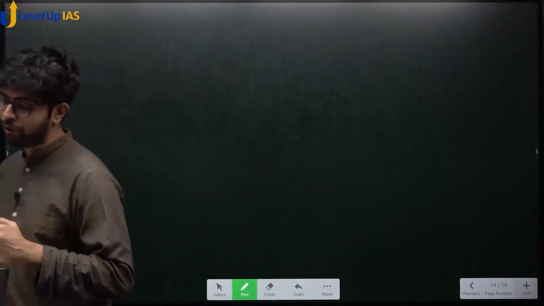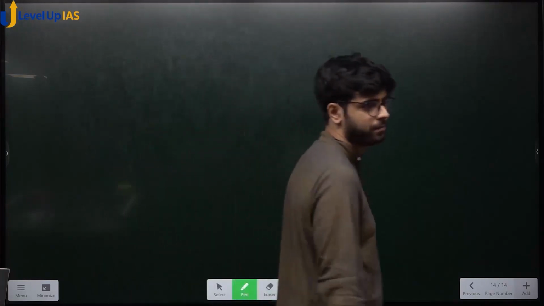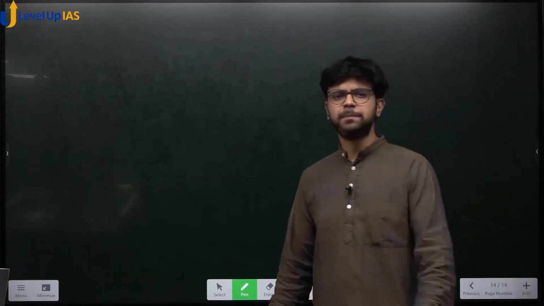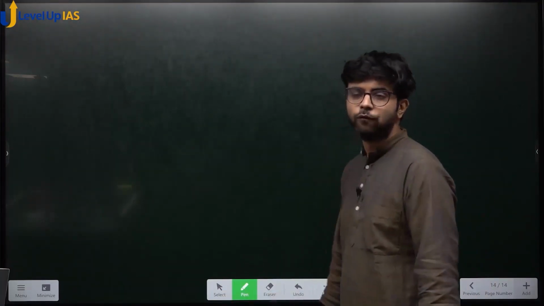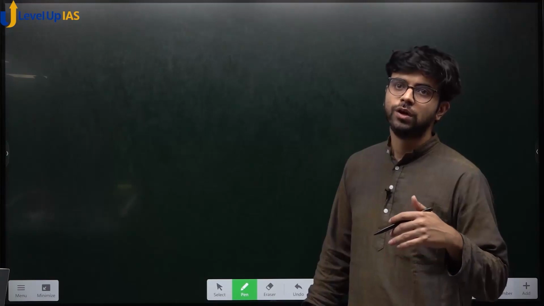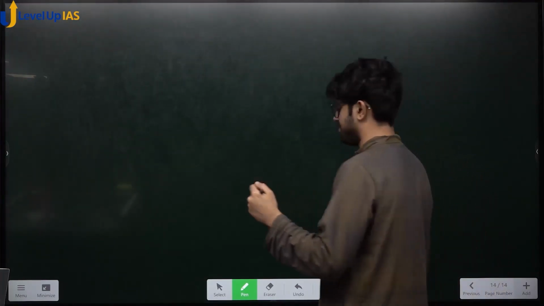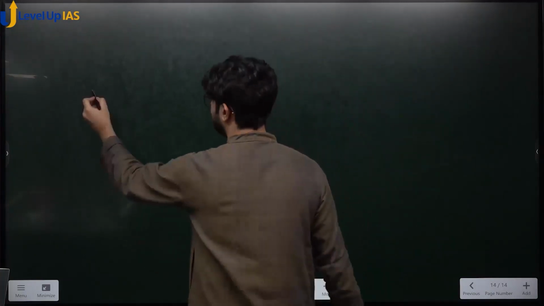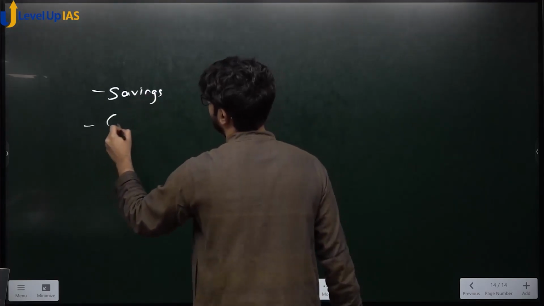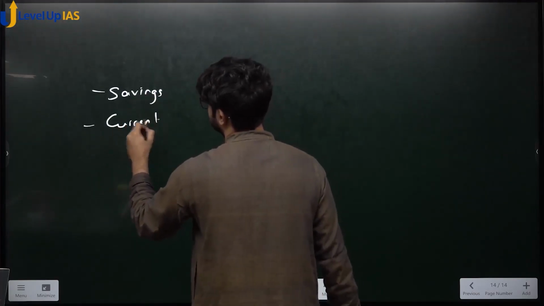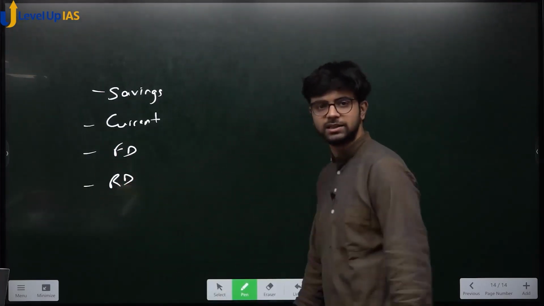Now I am going to tell you about a problem which banks face. Banks face another problem. Tell me one very simple thing: what kind of deposits does a bank get? What are the kinds of deposits? Savings, current, fixed deposit, recurring deposit. Let us restrict ourselves to these four.